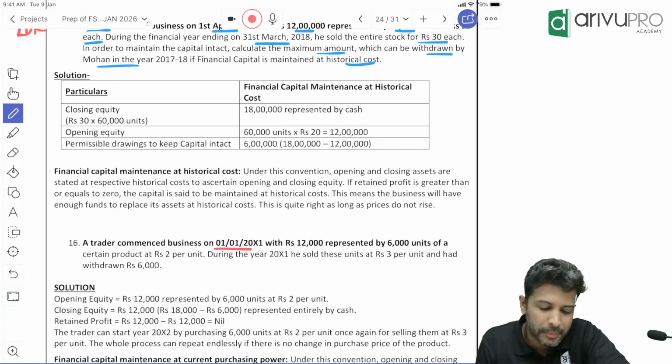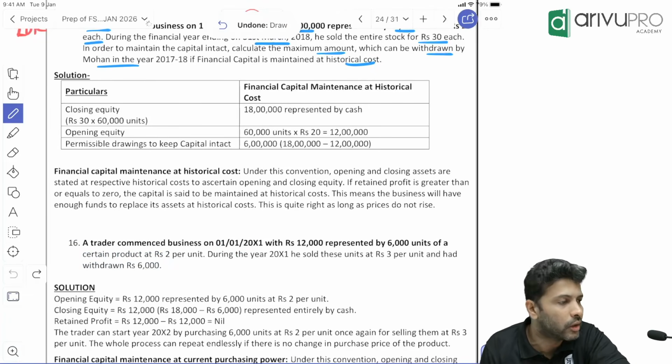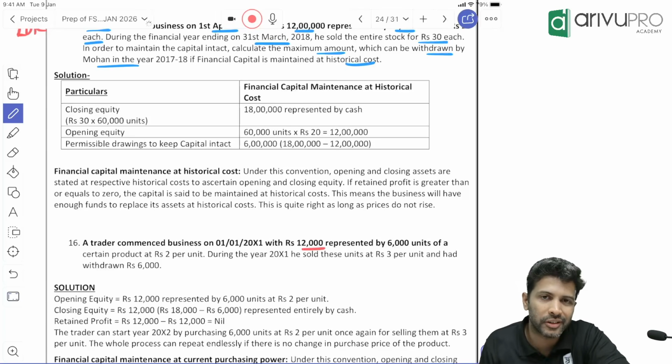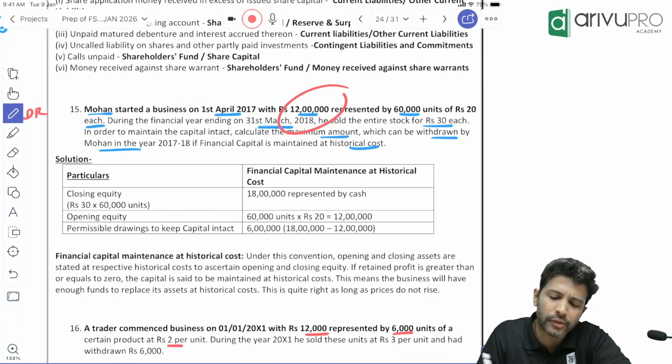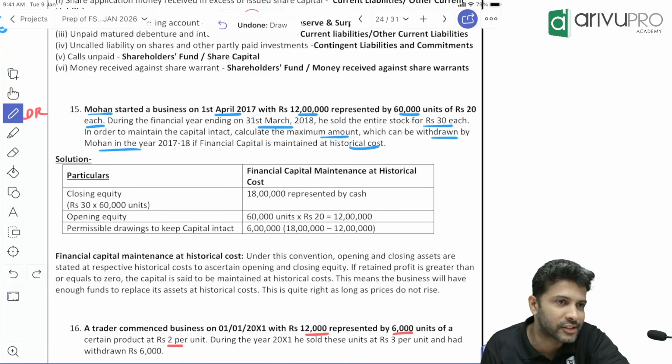A trader commenced the business on 1st January. That means here maybe the year is Jan to December. With what? 12,000 rupees, represented by 6,000 units of a certain product at 2 rupees. I think a 10 was cut off first. Instead of 12 lakh, it became 12,000. 60,000 became 6 lakh. That's all an adjustment over here.